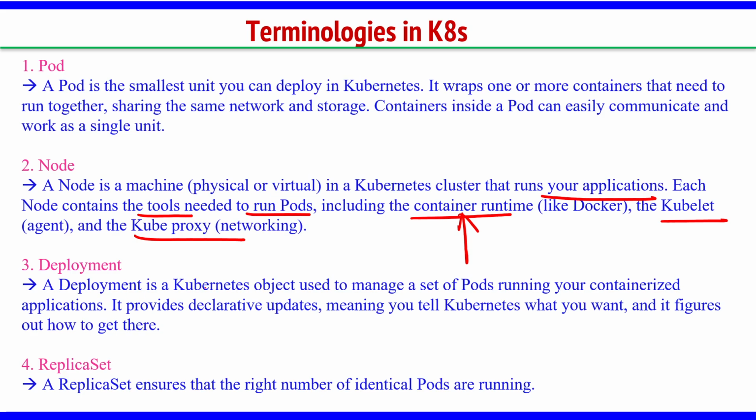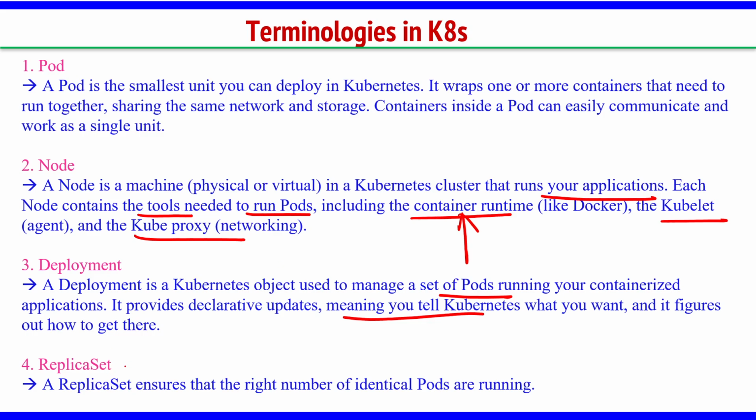The third term is deployment. Deployment is basically a Kubernetes object used to manage a set of pods running your containerized applications. So, above container comes the term pod, and deployment is an object where you are running your containerized applications. Okay. It provides declarative updates, meaning you tell Kubernetes what you want and it figures out how to get there. Okay. You give the instruction, and it works out how to solve the problem.